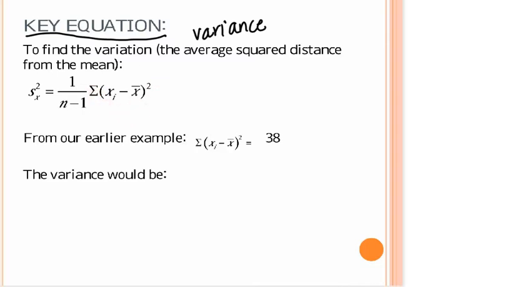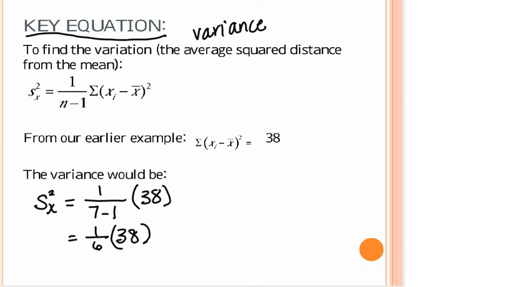So from our earlier example about the shoe sizes, we see that the sum here is 38. So our variance, or s squared of x, is equal to 1 over, and we had 7 numbers, so 6, times 38. So this is 1 over 6 times 38, which should equal 6 1/3. We'll just put 6.33. Now here's the question. What units is that in?